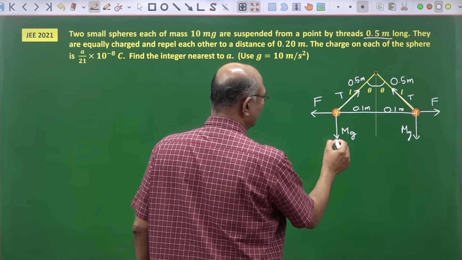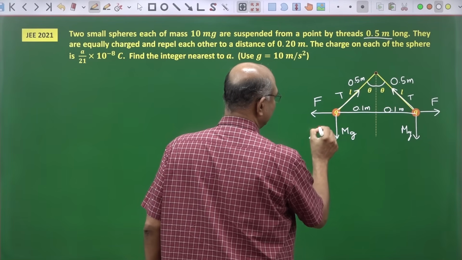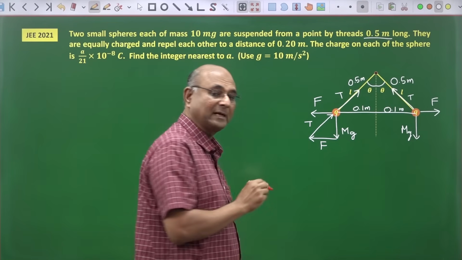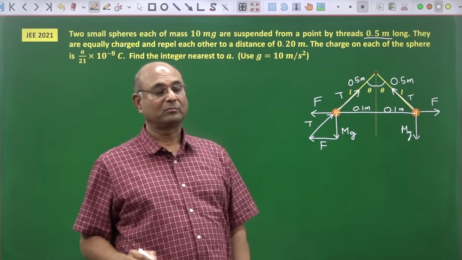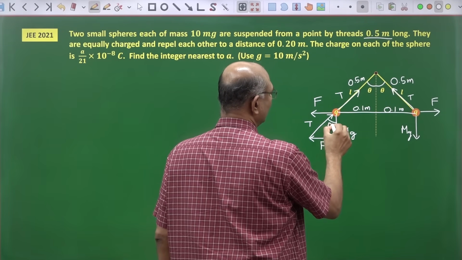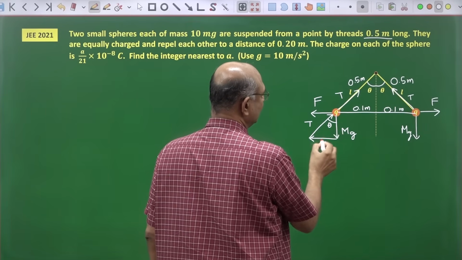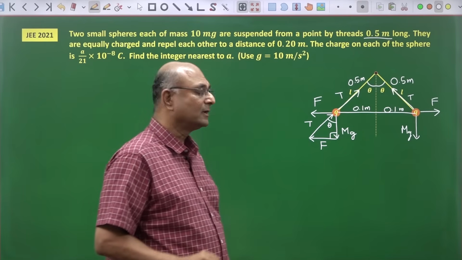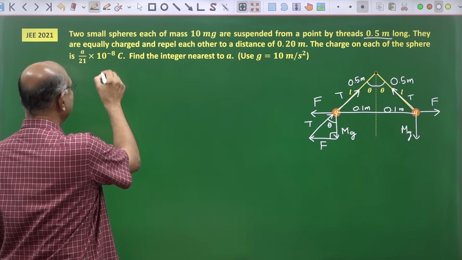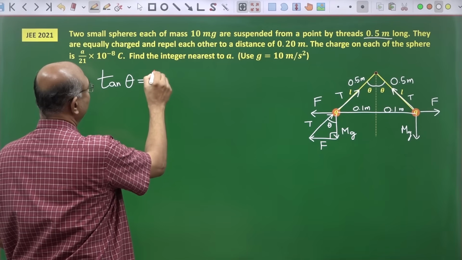We can say mg plus F plus T must come back to this starting point, right? Vector sum must be 0. And this angle, if it is theta, this angle will be theta. Why? Because this is along the rope. This is the vertical. So this angle is theta. This is 90 degrees. So we can write tan theta is F by mg. So I can write here tan theta is F by mg.